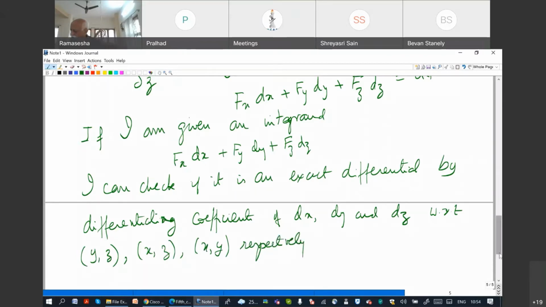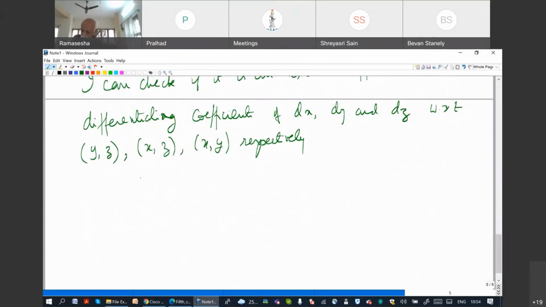Okay, and it's equal only if fxy is equal to fyx, and fxz is equal to fzx, and fyz is equal to fzy. Which means when you differentiate the coefficient of z with respect to y and the coefficient of y with respect to z, then the resulting functions must be equal.